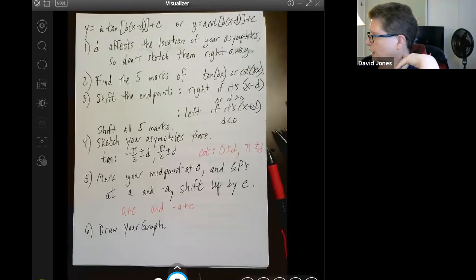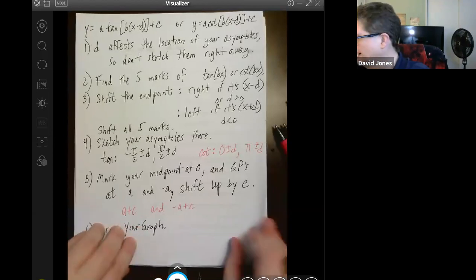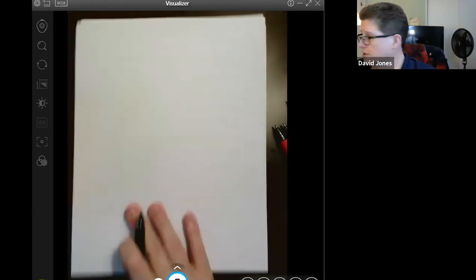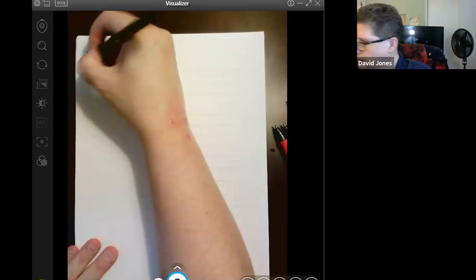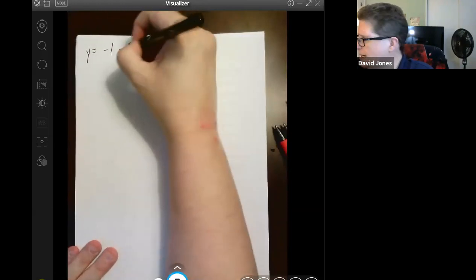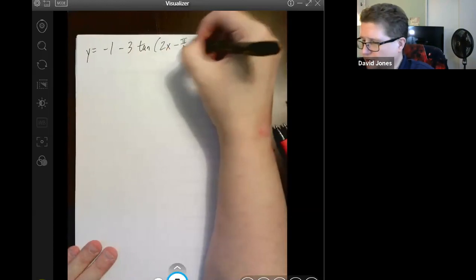So let's take a look at a couple. Well, they're actually all kind of the same. Doing one is sufficient. Then we're going to look at finding the equation from a graph. So when you're ready, tell me, are you ready? All right. So let's do y equals -1 minus 3 tangent of 2 times x minus pi over 2.